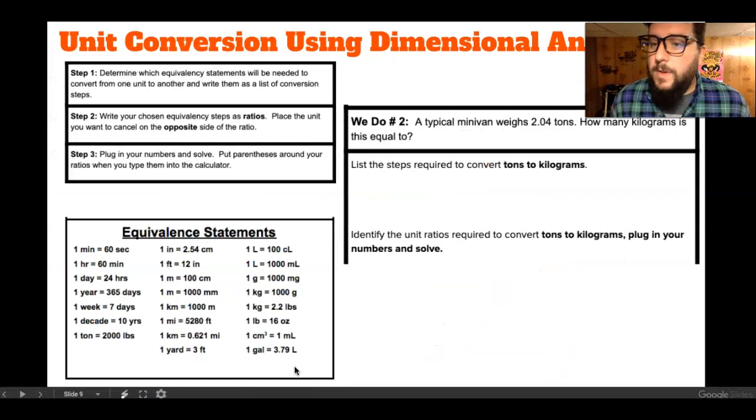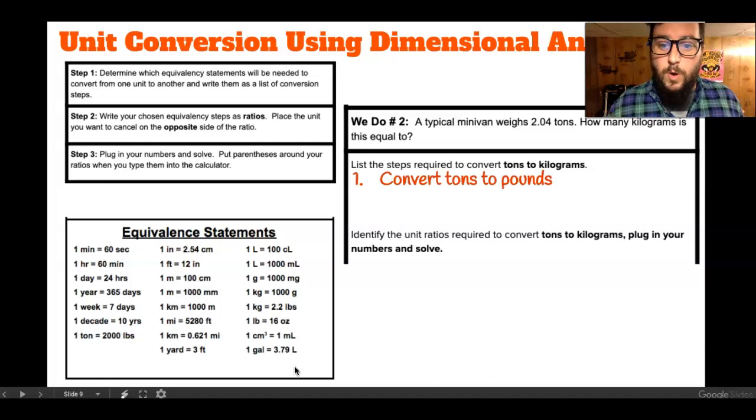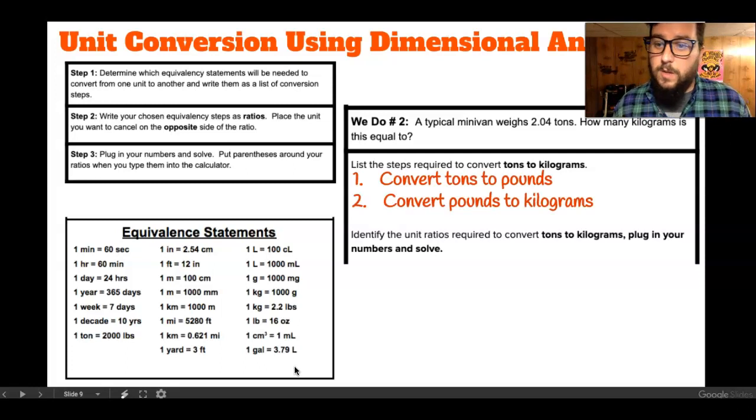All right. Now let's do the second one together as well. A typical minivan weighs 2.04 tons. How many kilograms is this equal to? So the list of steps that we're going to use is 1, we're going to convert tons to pounds, and then 2, we're going to convert pounds to kilograms. And those come from right here. Pounds is LBS, and tons right here, and then we are going to convert pounds and kilograms with this conversion statement.